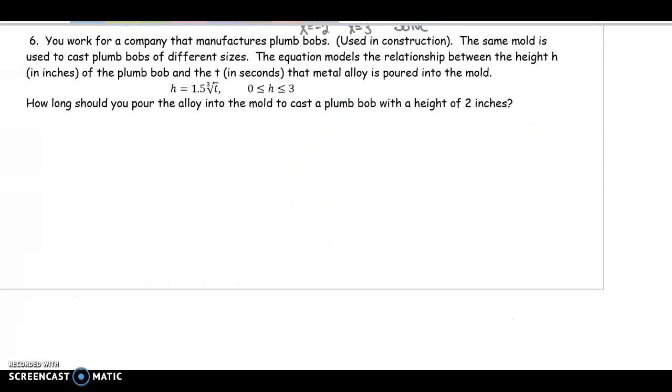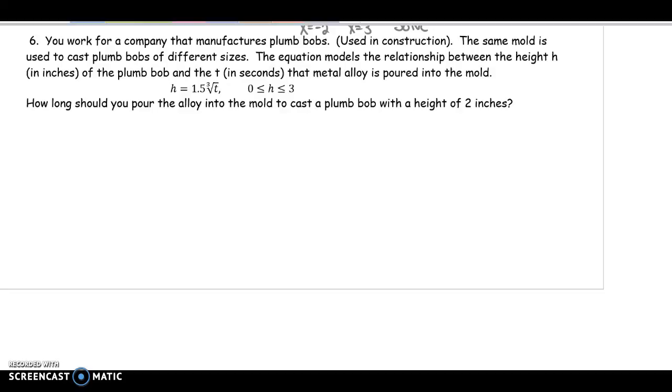They are transitioning the ACT math test to a test that involves a whole lot more reading. So this problem could potentially be an ACT problem. So if word problems currently scare you, get over it, and deal with it. So, you work for a company that manufactures Plumb Bobs.